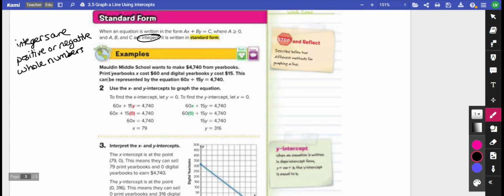Well, to solve for the x-intercept, y must equal 0. To solve for the y-intercept, you have x equals 0. So you can see the work below, 60x plus 15y equals 4,740. This is solving for the x-intercept. That means that y equals 0, because when you have the x-intercept, the ordered pair is (x, 0). So they put in the 0 right here, and that gives you 60x equals 4,740. You divide both sides by 60, and you get x equals 79.